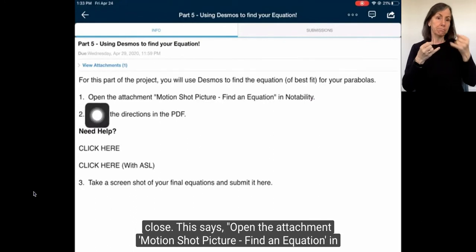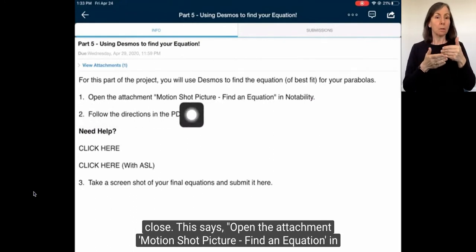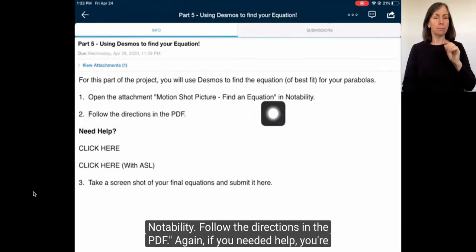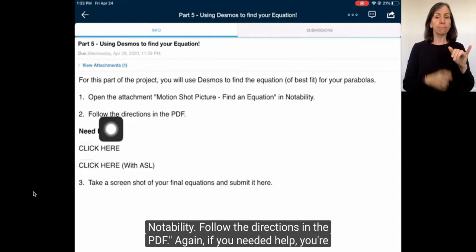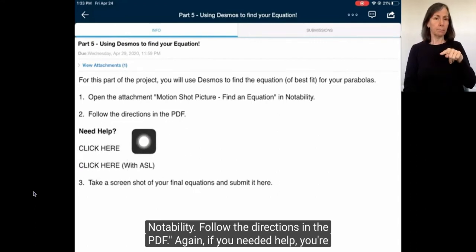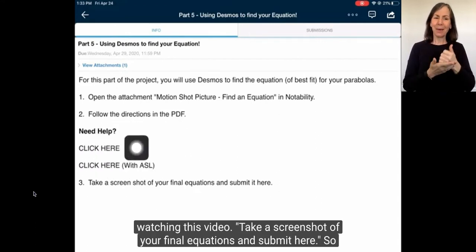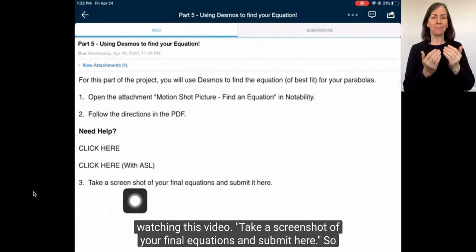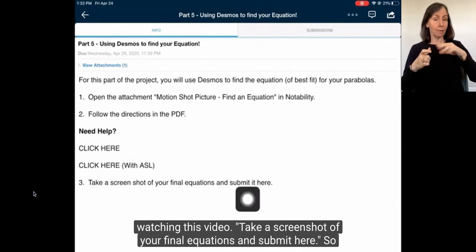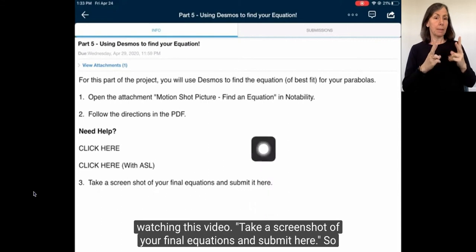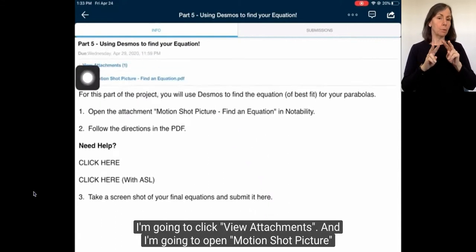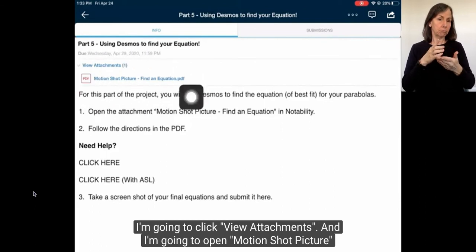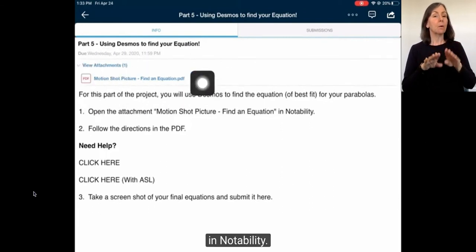It says, open the attachment motion shot picture, find an equation in Notability. Follow the directions in the PDF. Again, if you needed help and you're watching this video, take a screenshot of your final equations and submit here. So I'm going to click View Attachments, and I'm going to open Motion Shot Picture in Notability.